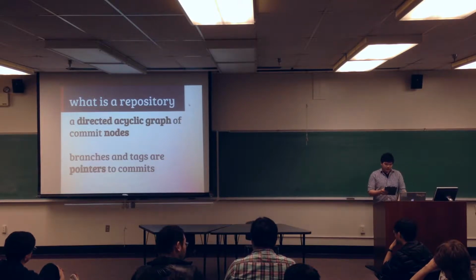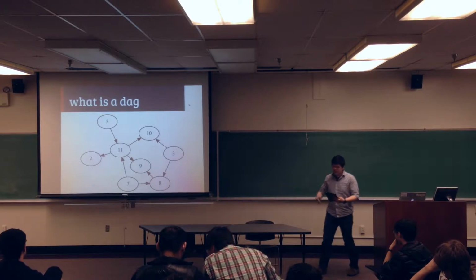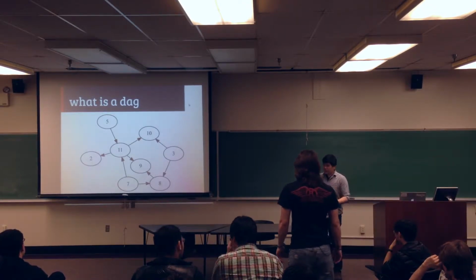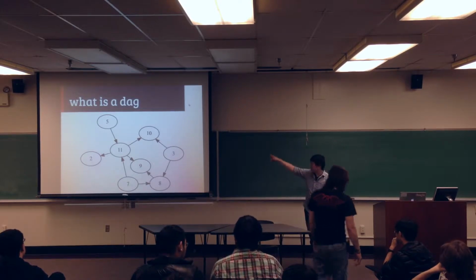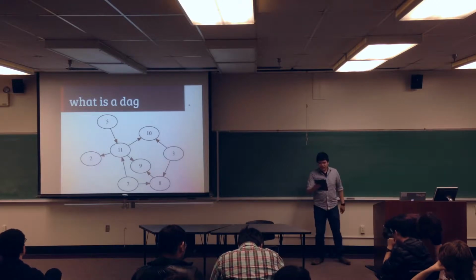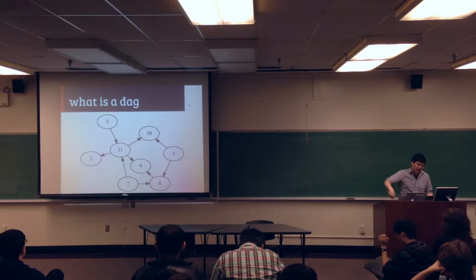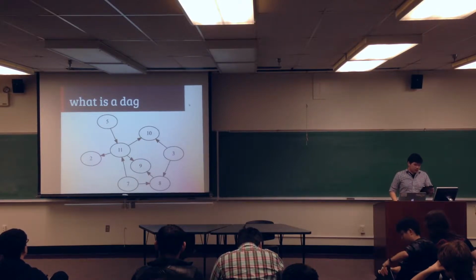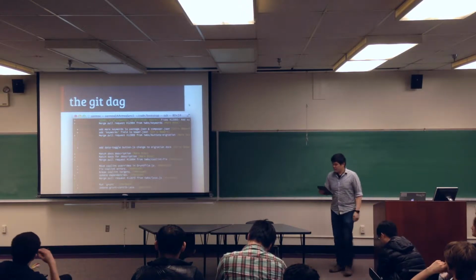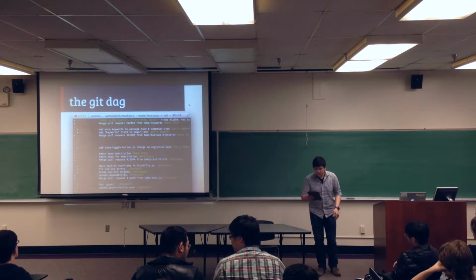So a directed graph. Here's an example of a directed acyclic graph. A graph is a set of nodes connected by edges. A directed graph is a graph with directed edges, note the arrows. A directed acyclic graph is a directed graph without cycles. Notice how there's no cycles in here. So the Git graph, Git is a DAG. The commands that Git offers you perform operations on the DAG.